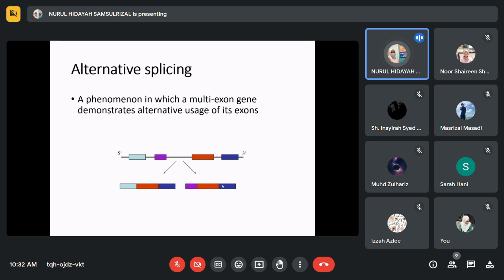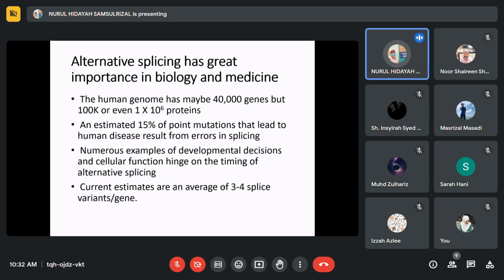Alternative splicing is very important in biology and also medicine. In the human genome, we have 40,000 genes, but we can identify almost 100K proteins. It means many more proteins are produced, because we have many different transcripts.